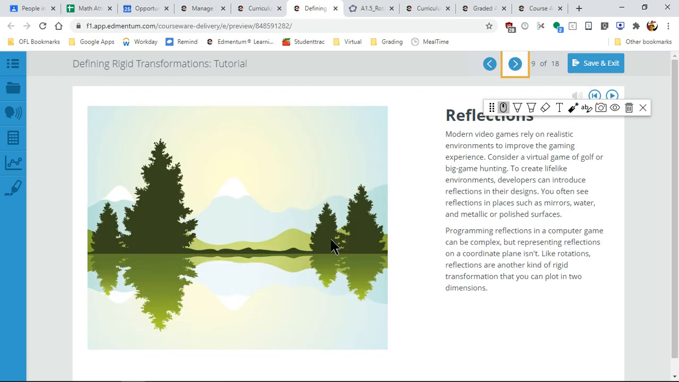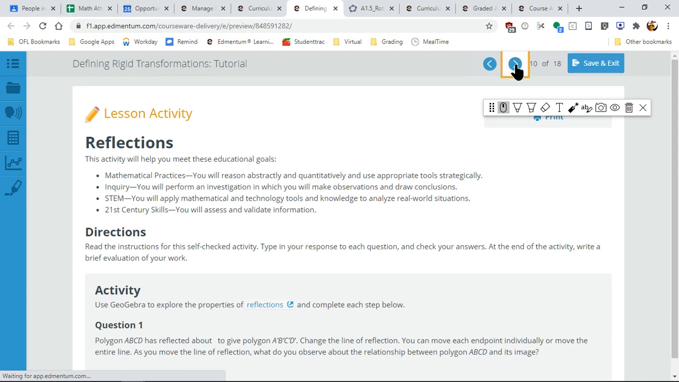That's it. So now we're going to talk about reflection. Reflection in video games is how you make water look really cool. You see that it's reflecting on there, so you can tell it's reflective. They also say metallic surfaces, polished surfaces, mirrors. If you're ever programming a video game, what makes it realistic is having those reflective surfaces.